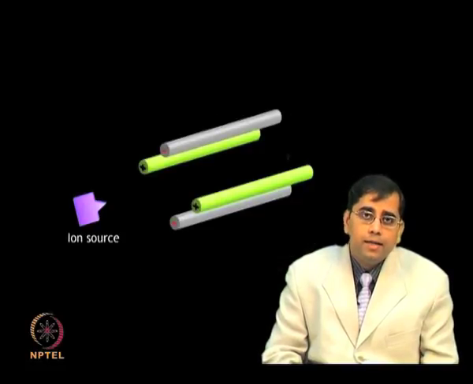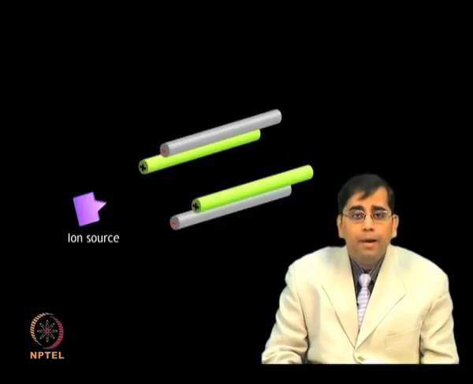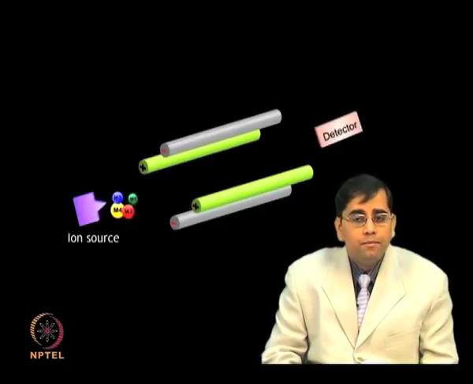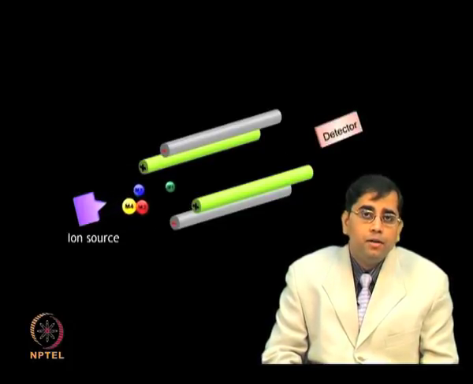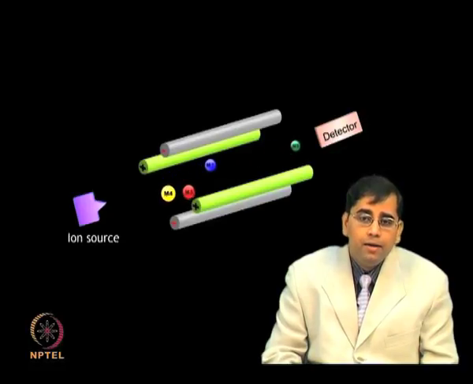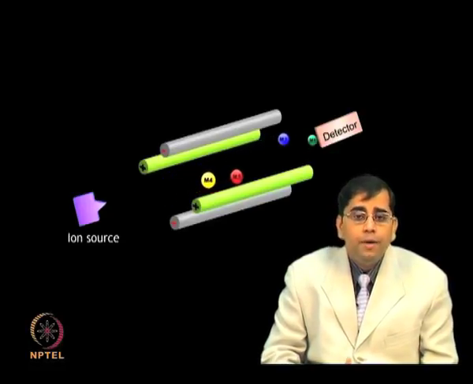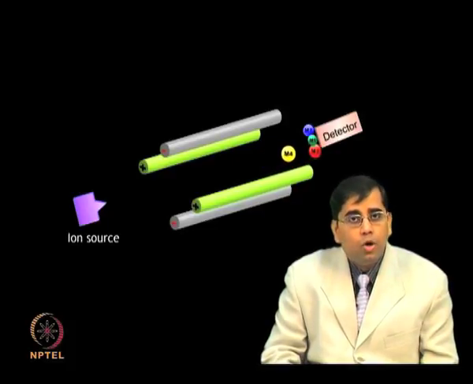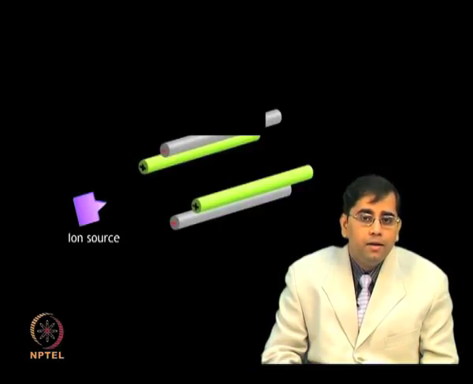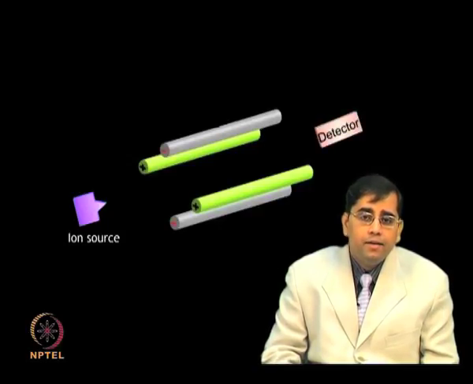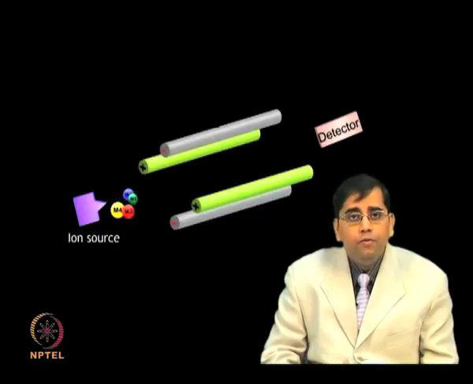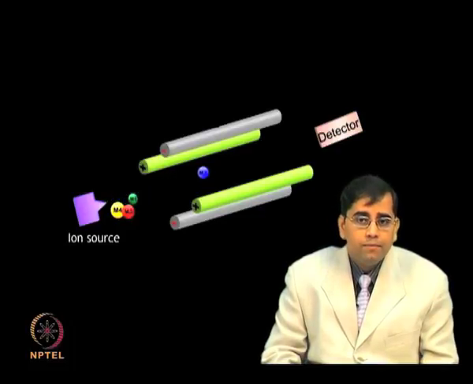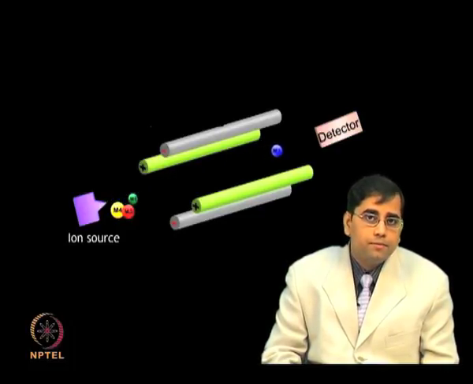Quadrupole consists of 4 parallel metal rods, and mass separation is accomplished by the stable oscillatory motion of ions in a high frequency oscillating electric field that is created by applying direct current and radio frequency potentials to these electrodes.